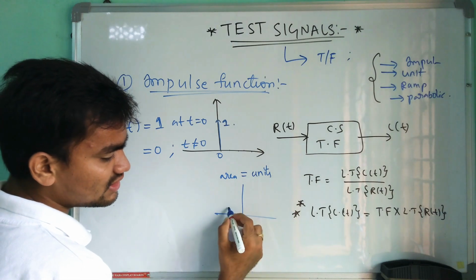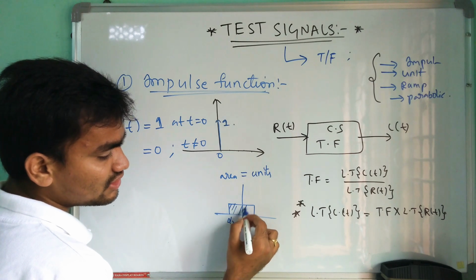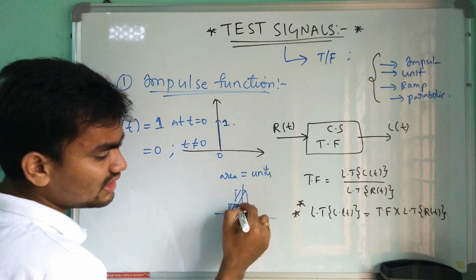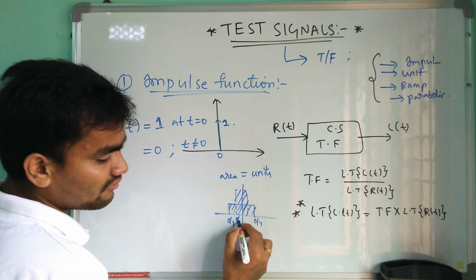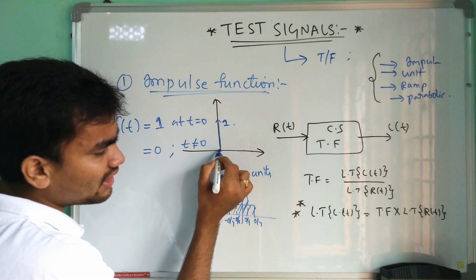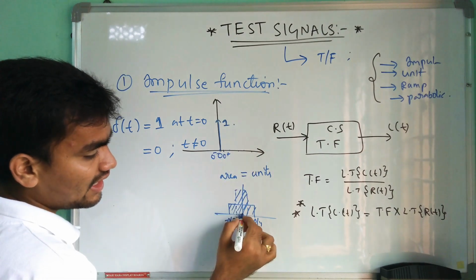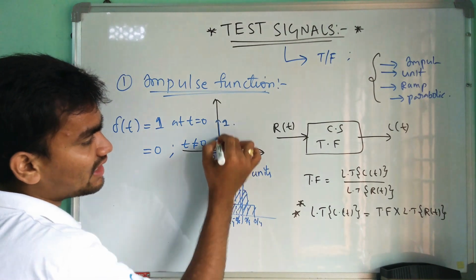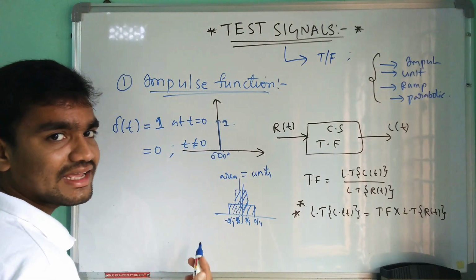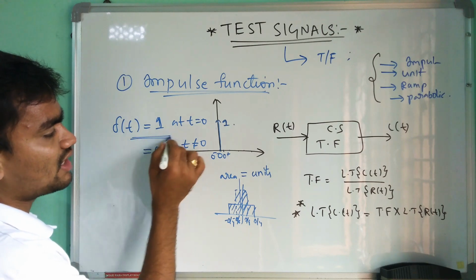How is this obtained? If you take a small interval like delta by 4 and delta by 4, the area under this should be 1, so the height is limited. If you decrease the width, the area should still be 1, so the height may be increased further. In this way, if you consider a very negligibly small interval of time, which you can call 0 plus and 0 minus, the area under this is 1, so the height should tend to infinity. This can be approximated as a rectangle, and if you multiply this height and width, you get the area under it as unity. That is called the impulse function.